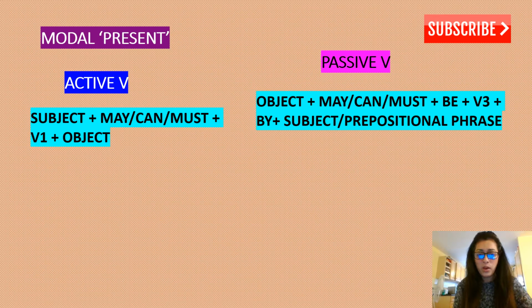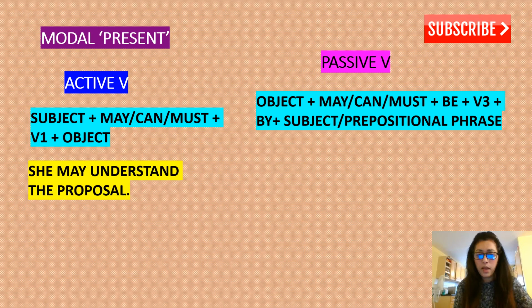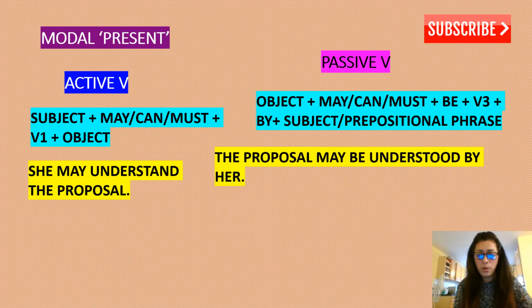So in active voice, subject plus may, can, must with the verb first form and object. And on the other hand, in the passive voice, object plus may, can, must with be and the verb third form plus by with the subject or prepositional phrase. So let's take a look at the first example. She may understand the proposal. The proposal may be understood by her.